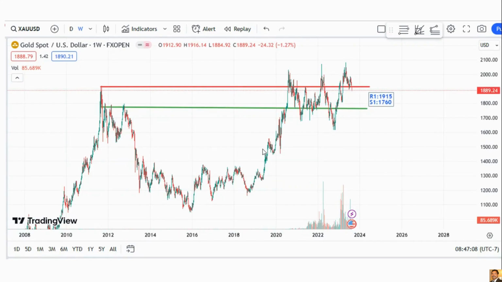So this is a gold chart. It's a weekly chart. If you see here, it broke down my 1900 support level, and right now the price is below 1900. The next support I see here is 1760. But I would like to see why the gold price went down sharply.